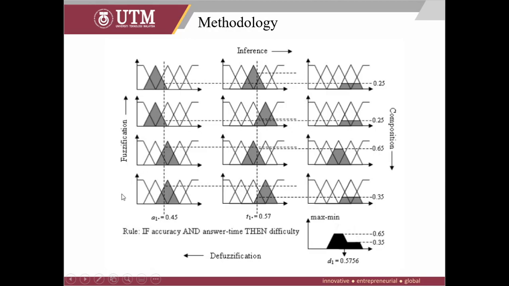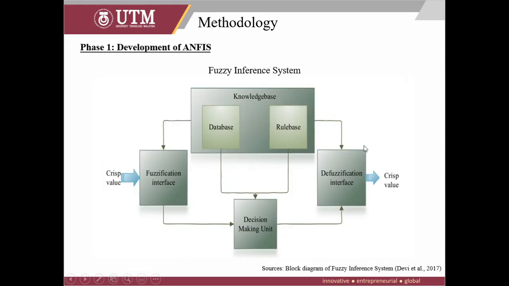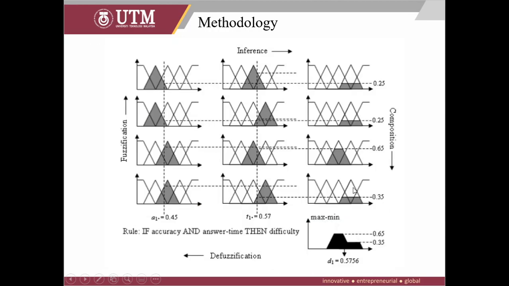And this is the fuzzification part. This is the decision making unit, inference, and this composition is where they combine the different membership function values that have been generated into one value, max mean integration, which is the defuzzification part. So this is fuzzification, this is the decision making with the if then rules, and this is the defuzzification part, and we get the crisp value once again.